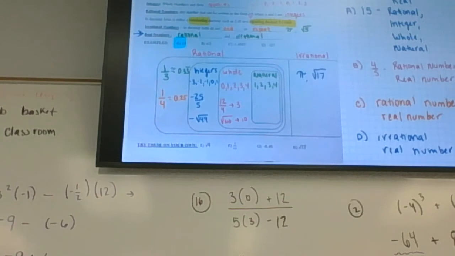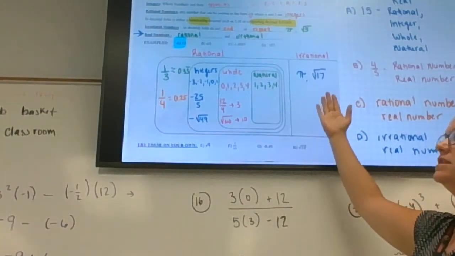Alright, so I have answers on the screen. I want you to list every category they fall into. So 15 can be classified as a real number, a rational number, an integer, a whole number, and a natural number. The only thing 15 is not is irrational.